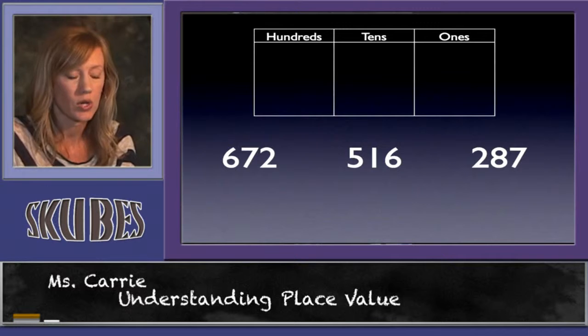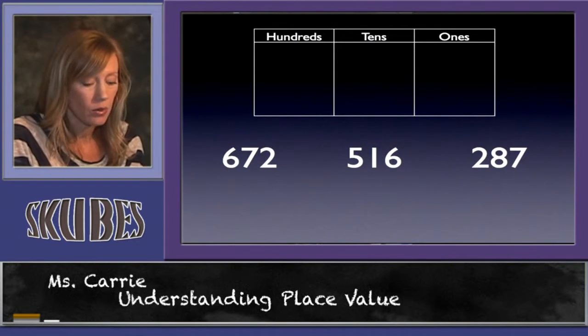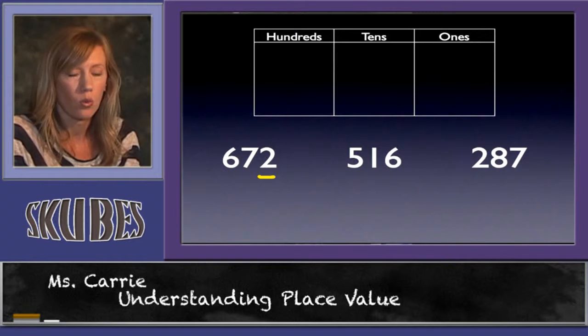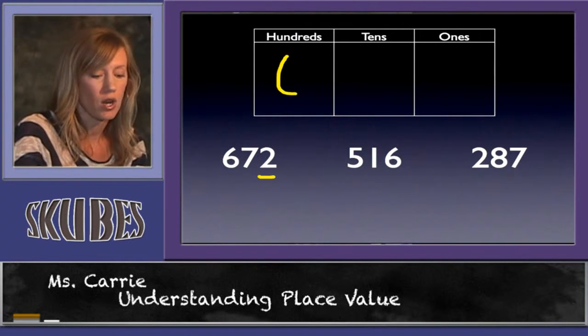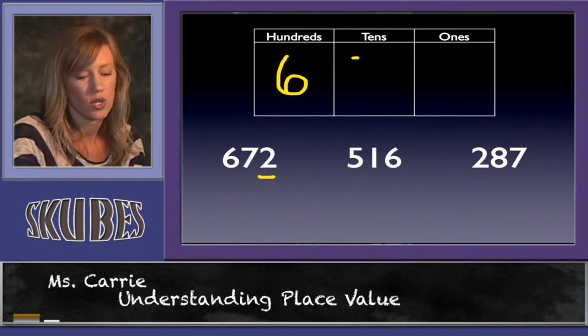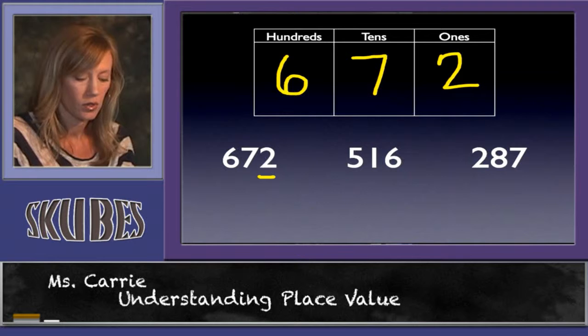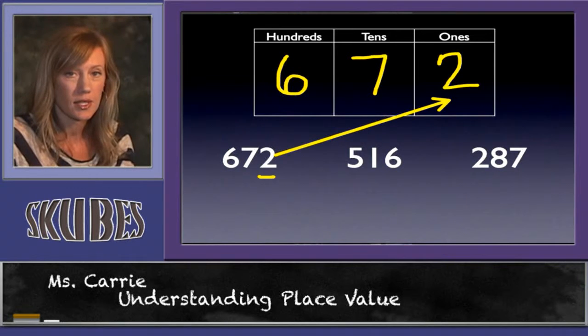Let's look at some more numbers. In the number 672, I'm going to underline the digit 2, and we're going to try to figure out what place value that is. Well, if we put this number, 672, in our chart, we see that the 2 is in the ones place.